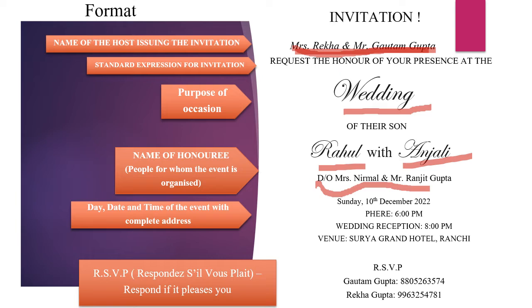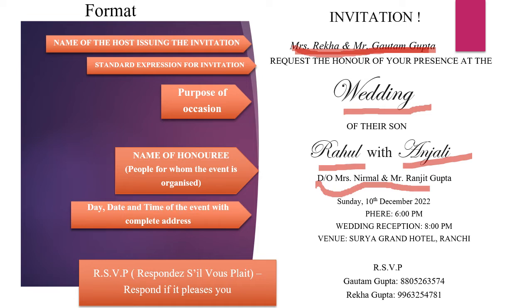Now our next point is we have to write the date, day and the time of the event with the complete address of the venue. Here I have written Sunday. Sunday is the day. Then I have mentioned the date on which the wedding is going to happen. And then I have given the time, at what time the ferry will be taken, at what time the wedding reception will be. Okay, so you have to mention the day, date and time with the complete address of the venue so that the guests can reach the venue at the right time.